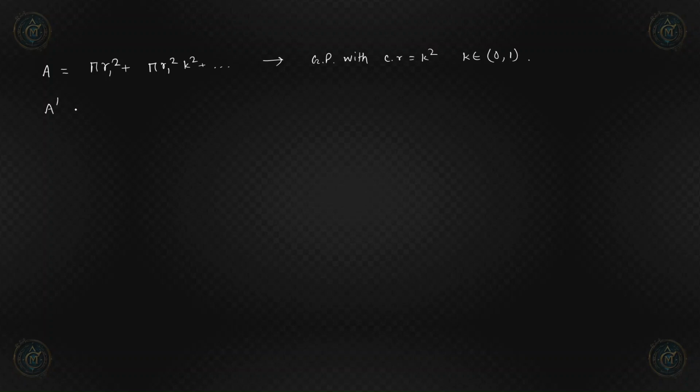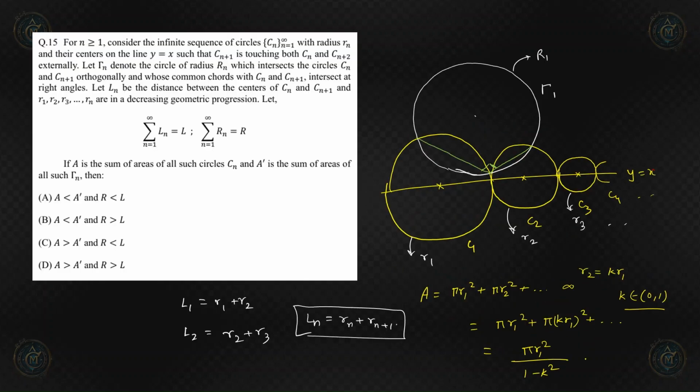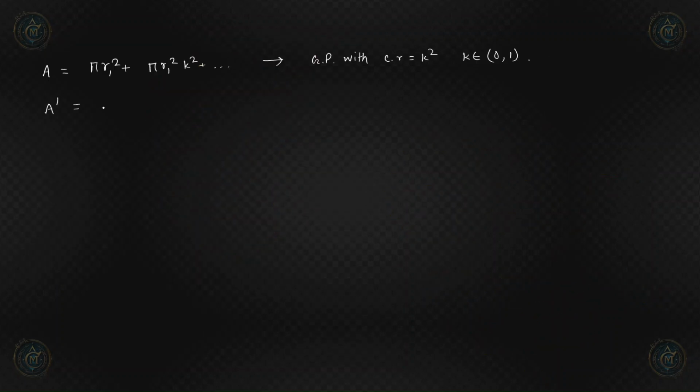Okay, so the capital A we have is pi r1 square plus pi r1 square times k square plus so on. That means this is a GP with common ratio k square, where k lies in this interval. Okay, so if we try to calculate capital A dash, what is it? The sum of areas of all such gamma n. That means simply pi capital R1 square plus pi capital R2 square plus so on.